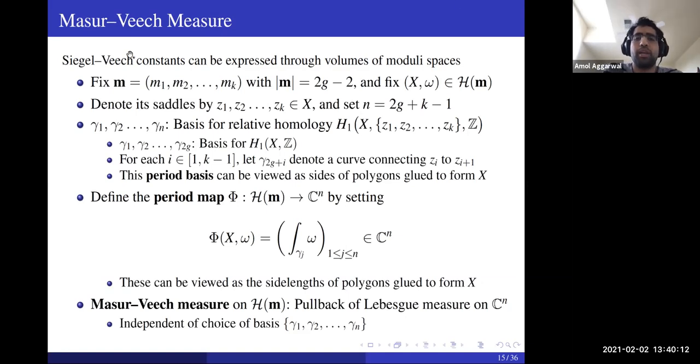One fixes a stratum, m_1, m_2, all the way to m_k, with total size 2g minus 2. I'll only talk about this in detail in the holomorphic case; the quadratic case is fairly similar. We'll denote its saddles by z_1, z_2, all the way up to z_k, and set n equal to 2g plus k minus 1. We'll let gamma_1, gamma_2, all the way to gamma_n denote a basis for the relative homology group. So I take X and look at the relative homology group with respect to these k saddles.